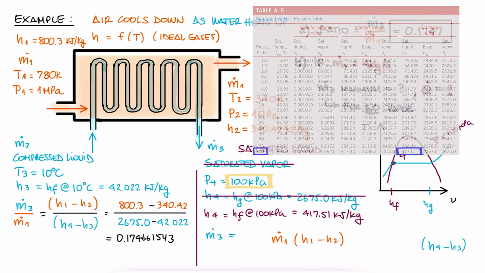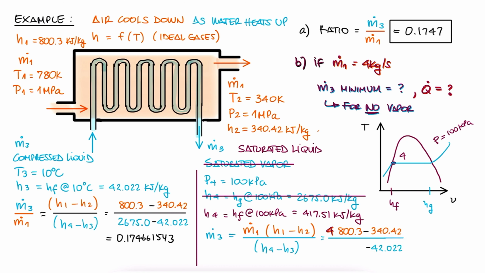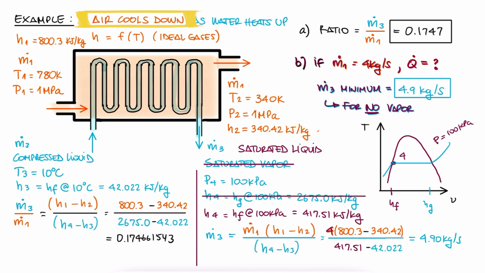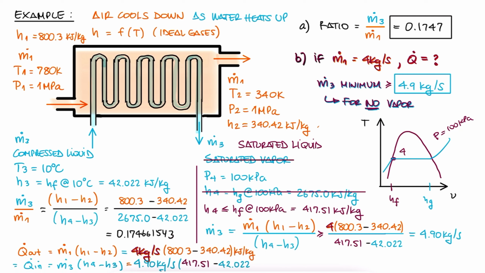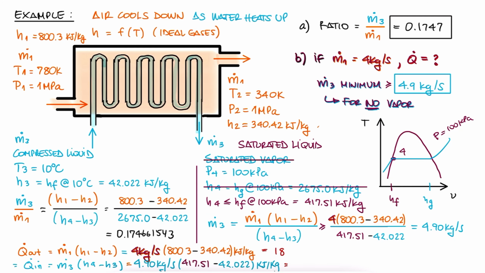Solving for the mass flow rate of water, we substitute all values and we get that we need 4.9 kilograms per second of water, so that after cooling down the air and therefore gaining heat from it, the water is still in a liquid phase. And what about the heat exchanged? Well, remember that if we split the system into two control volumes, one for the water and one for the air, the heat coming out of the air is the same as the heat coming into the water. So we can choose either of them. We substitute the values for either or both and find that the heat transfer is 1840 kilowatts.